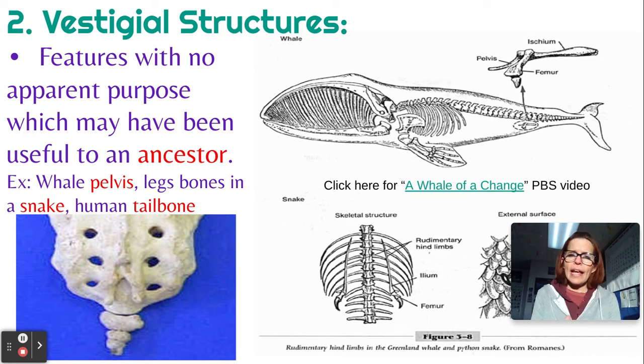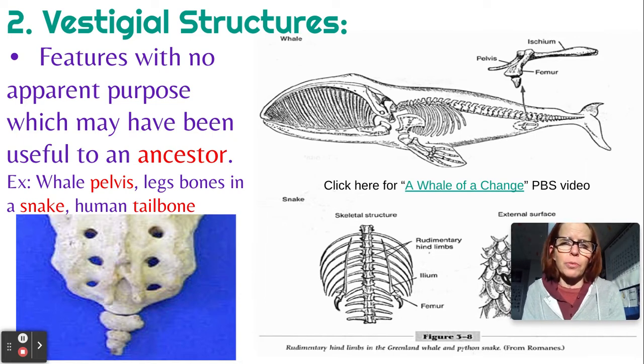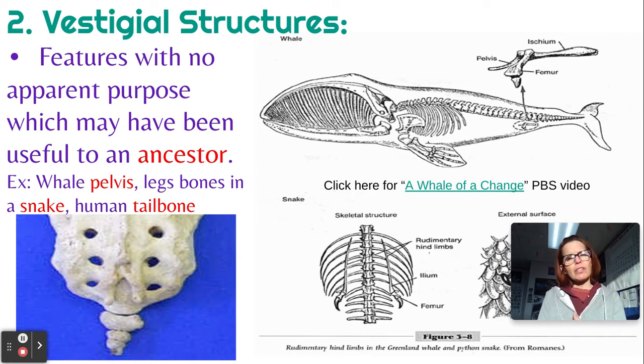So if someone somewhere along the line has a mutation where there's no tail, then they get to eat less and they're still just as fit because the tail wasn't being used. So mutations that cause structures that are unnecessary to go away, that's an advantage for an organism. So same thing with the whale here.